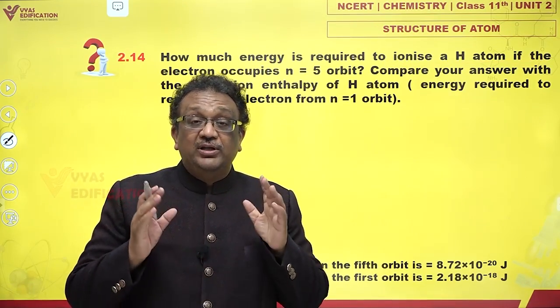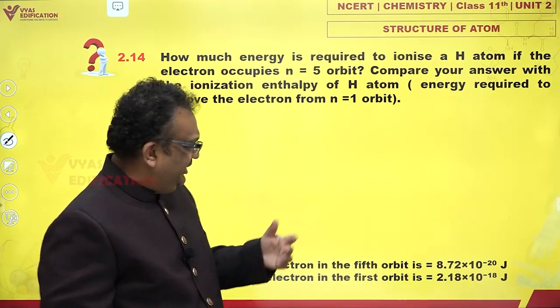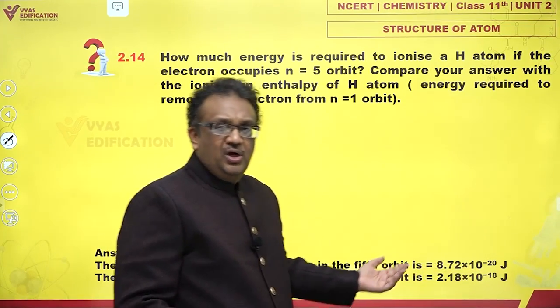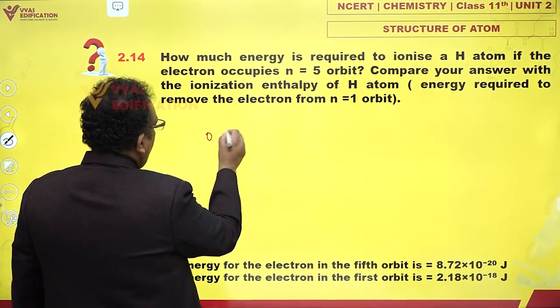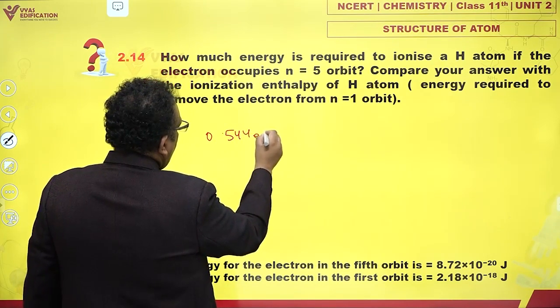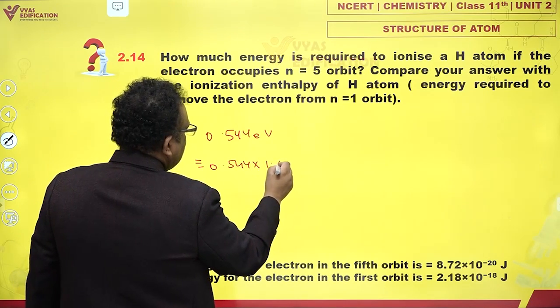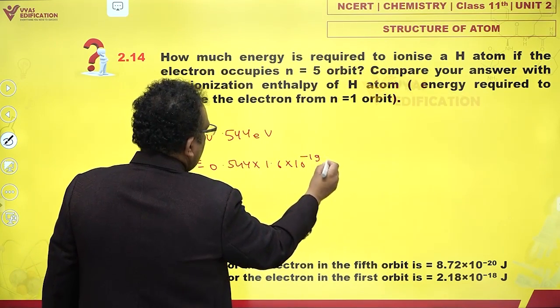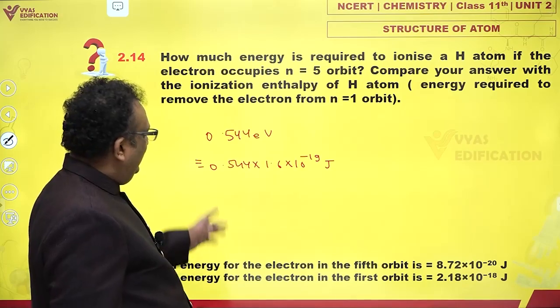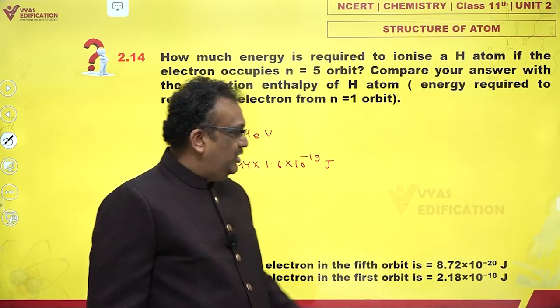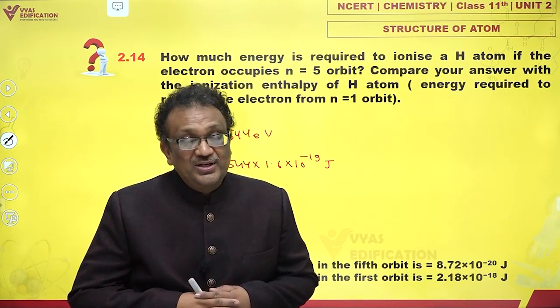Not just that, if we want the answer in joules, can we do that? Yes, we can. Convert this to joules. How shall we do that? 0.544 electron volts correspond to 0.544 into 1.6 into 10 raised to minus 19 joules. Multiply and you will see this comes out to be 8.72 into 10 raised to minus 20 joules.